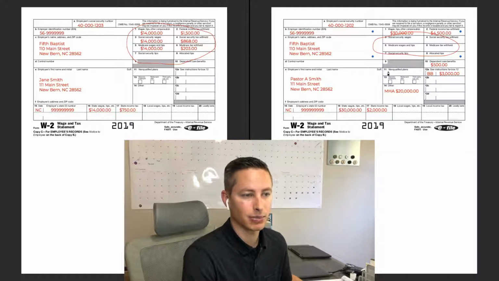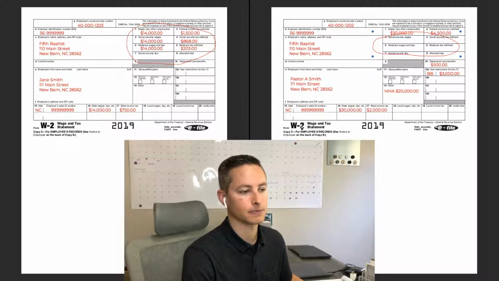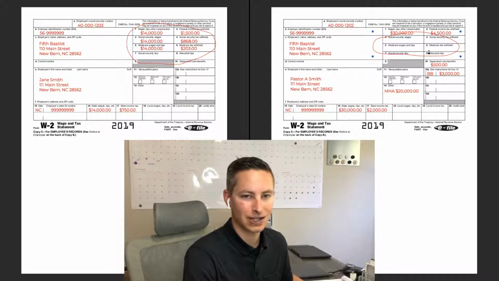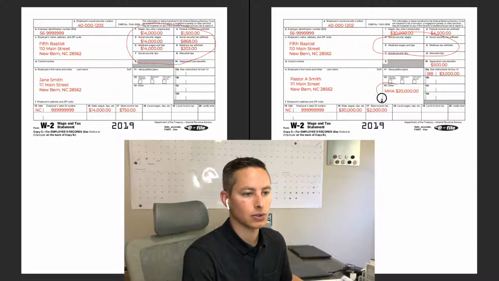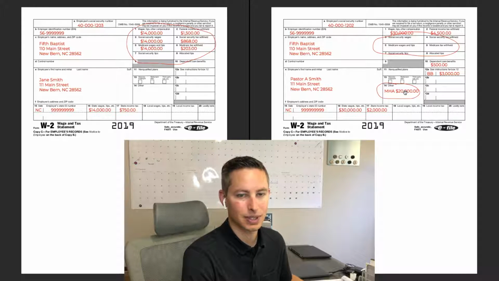But it is correct. Pastor is not a 1099 recipient. They do get a W-2 because they are an employee for income tax and employment law purposes. However, self-employed for Social Security and Medicare. The pastor also has MHA, which is a portion of his pay that is designated as the minister housing allowance. So his total pay here is $50,000, with $20,000 of it designated as minister housing allowance.